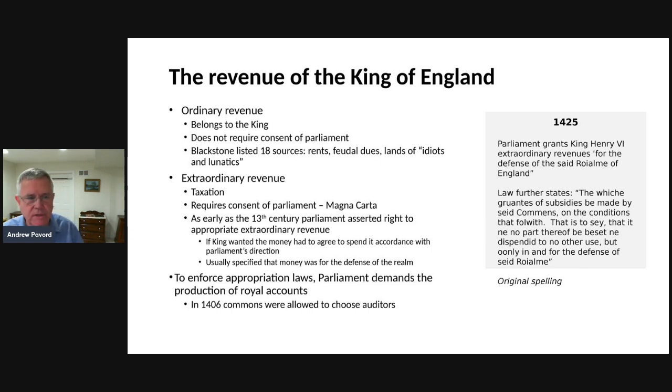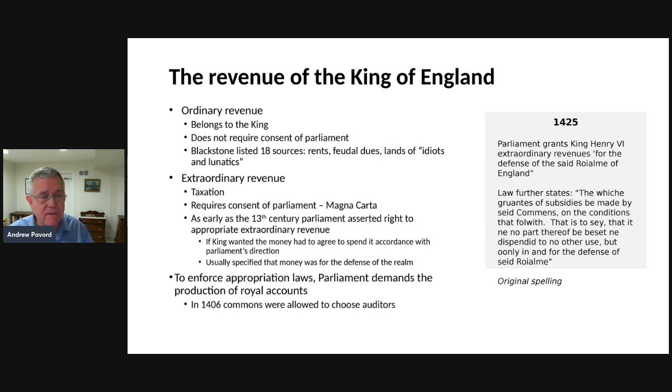Now, Blackstone, the great English legal authority, listed 18 sources of the revenue for the king. Things like rents, feudal dues, and the confiscation of lands of, quote, idiots and lunatics. So the king was sort of expected to live within the budget of the ordinary revenue in normal times. But they recognized that extraordinary revenue could be required from time to time, mostly for wars.